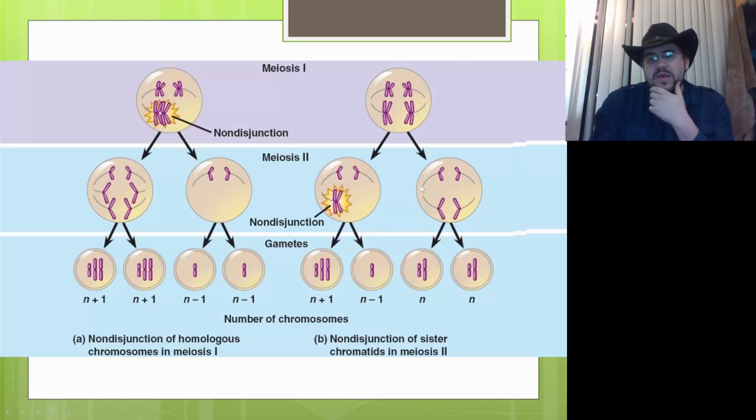Whereas here, non-disjunction occurs only in meiosis II, in anaphase, and the centromere doesn't break, so the sister chromatids fail to separate. In the cell in which it occurred, you get N+1 and N-1, and in the other cell, you get regular haploid gametes, N.